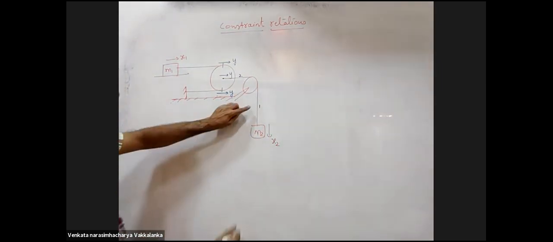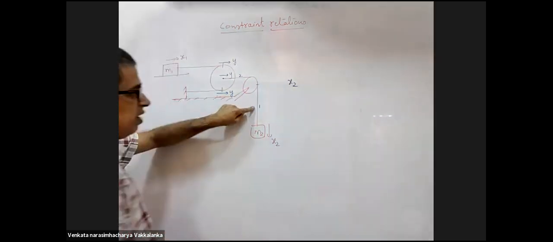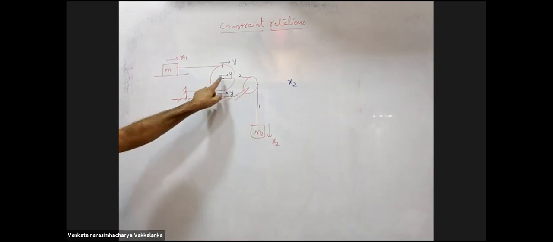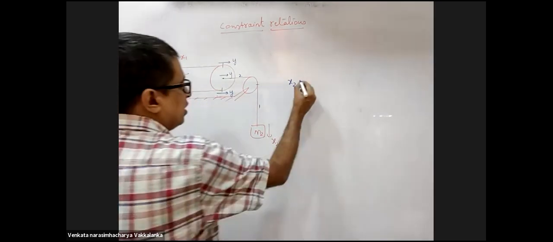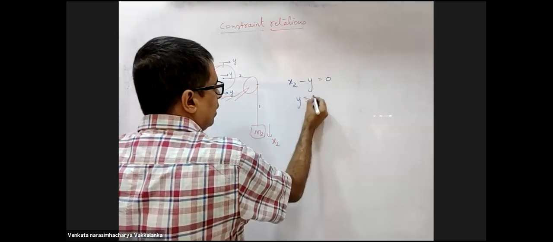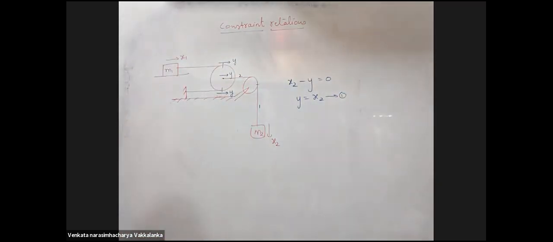Segment 1: upper end is fixed, lower end is moving away by a distance of x2. Upper end is moving towards the center of the segment, minus y. y equal to x2 is my first equation.